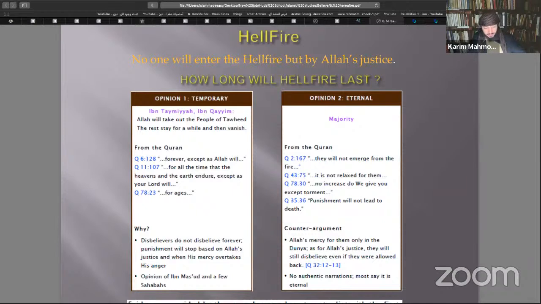There is a tree in Hellfire called the tree of Zaqqum. This tree grows from the pus, the liquids that come out from the burning bodies; that's what waters it. It grows from the bottom of Hellfire, and its fruit is an evil fruit that looks like the heads of devils, the worst looking, terrible looking things. These don't satisfy their hunger, and it's not pleasant to eat in any way.